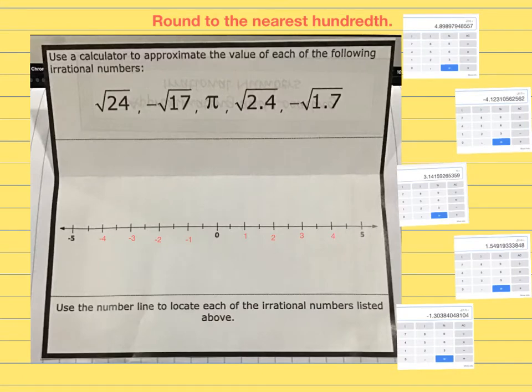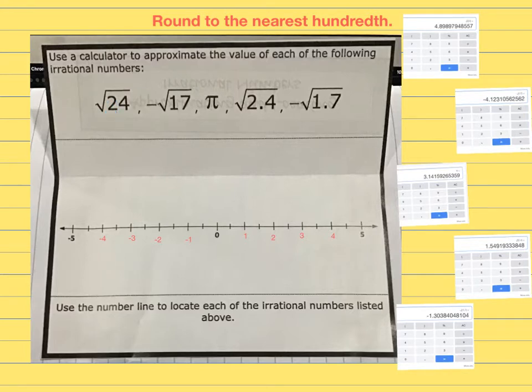This is not on your page, but we're going to round our irrational numbers to the nearest hundredth. Yesterday we talked about place value position and rounding, so if you need to reference that, you can. We have 5 numbers listed: square root of 24, square root of negative 17, pi, square root of 2.4, and square root of negative 1.7. These numbers aren't perfect squares, so you can't just know them in your head. We're going to use the calculator and estimate or round the value.